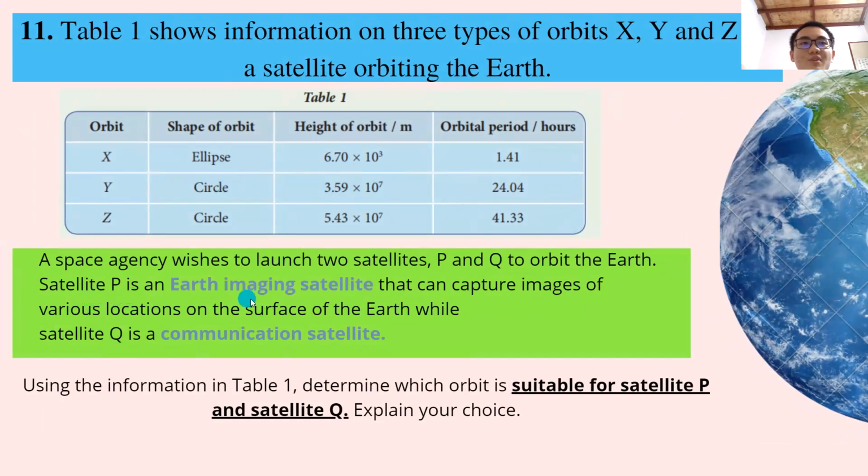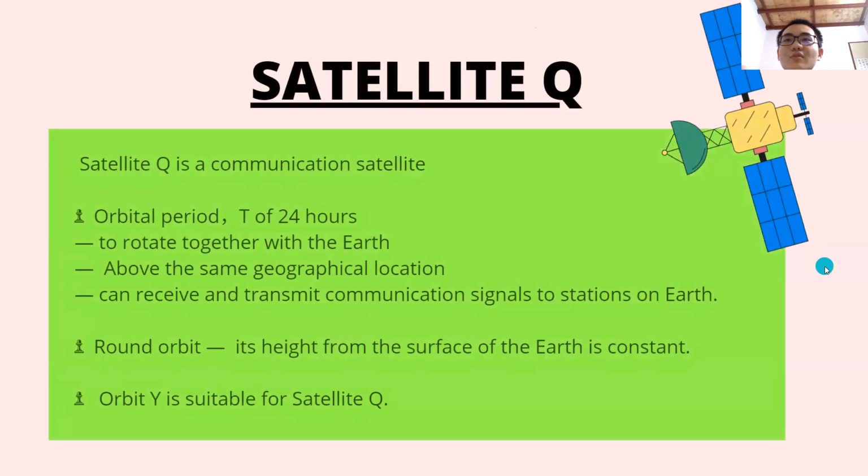And satellite P is an Earth imaging satellite. So there are 2 choices here, which is Z or X. First, the shape of orbit should be an ellipse, so we can have far and close photographs. Height of orbit should be lower, so it can take the picture clearly, and orbital period should be short, so it can cover various parts.